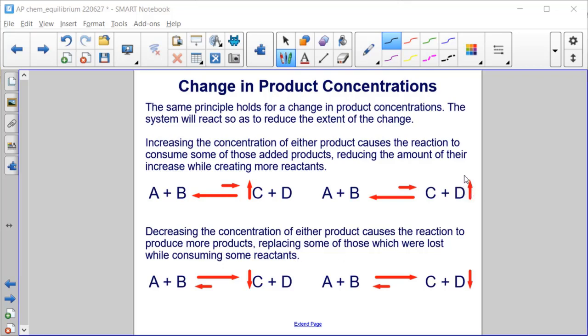Same occurs if I increase the concentration of D. I use up some of it and shift the equilibrium back towards the reactants and create more reactants. Decreasing the concentration of either product causes the reaction to produce more products, replacing some of those which were lost while consuming some reactants. So if I lower the concentration of C or lower the concentration of D, the equilibrium will shift to the right in order to replace those products that were decreased, and in doing so, we have to use up some of the reactants.